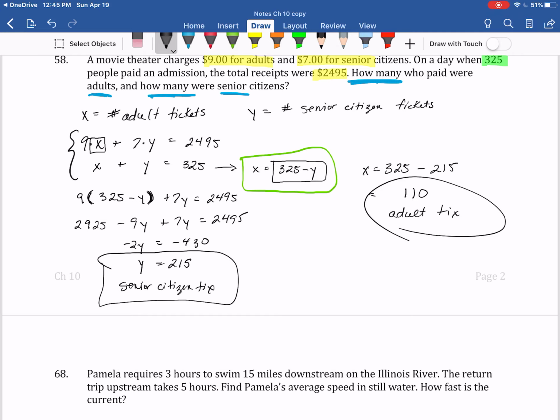So those are your two solutions. You've got an answer for both of the questions in the problem. How many who paid were adults? 110. How many who paid were senior citizens? That's 215. And both of these answers for x and y make both of the equations in your system true.